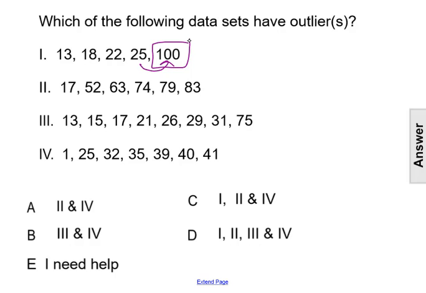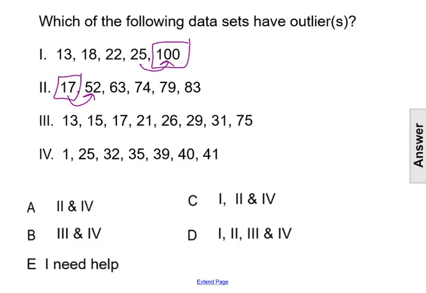Then we have set number 2. Set number 2 is 17, 52, 63, 74, 79, and 83. So we have right away a big, huge jump from 17 to 52. We're going from this small number of 17 up to 52. And we go from 52, then a little more gradual to 63, 74, 79, 83. We have a relatively much smaller number than the rest of those numbers, so that's an outlier.